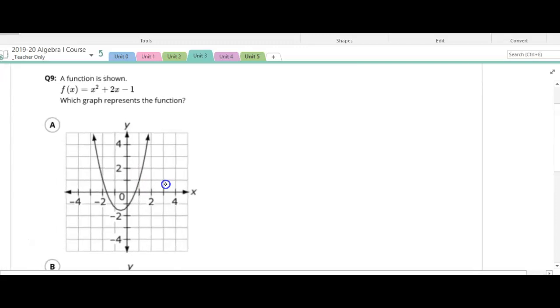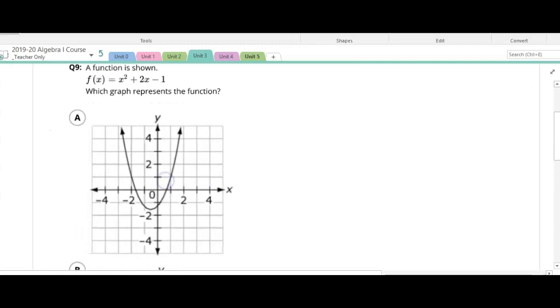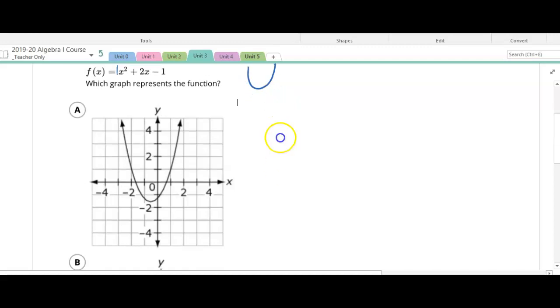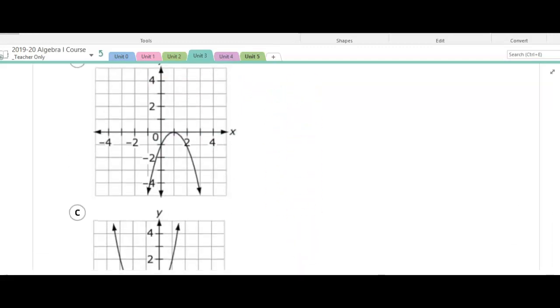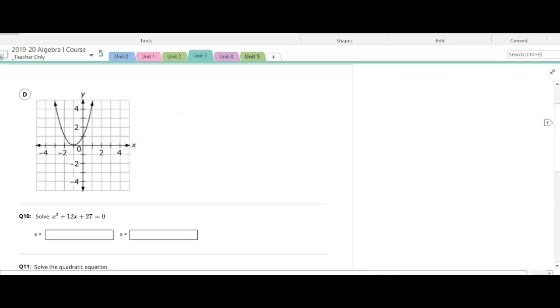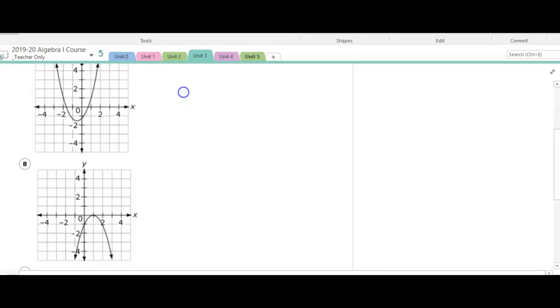Number 9, which graph represents the function? Right, well, we are looking for a graph that opens up because the leading coefficient is 1, so we know we want it to open up. So I can eliminate B as an answer choice. It's not going to be B.